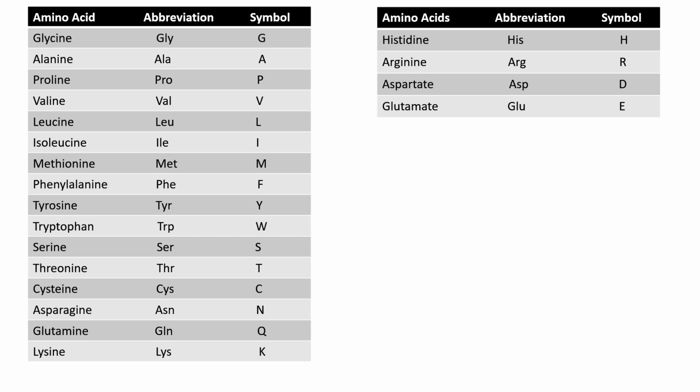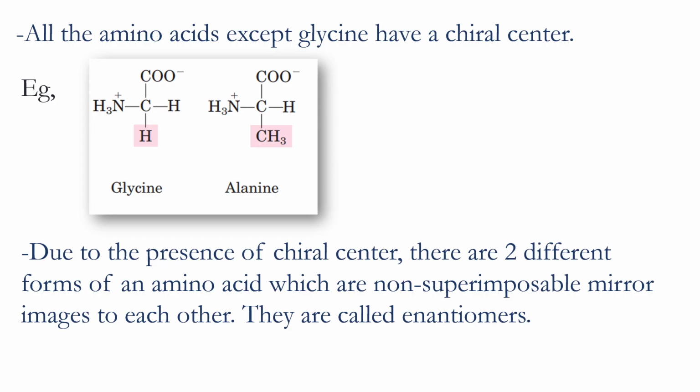When you are writing the names of these amino acids, you can write the full names like histidine, or you can also use the abbreviations like HIS. So it's up to you, for your simplicity. Then all the amino acids except glycine have a chiral center. If a carbon atom is bonded to four different groups, then it is said to be a chiral center. Here you can see in the case of alanine, there are four different groups, but in the case of glycine, the carbon atom is bonded to two hydrogen atoms, so this carbon is not a chiral center.